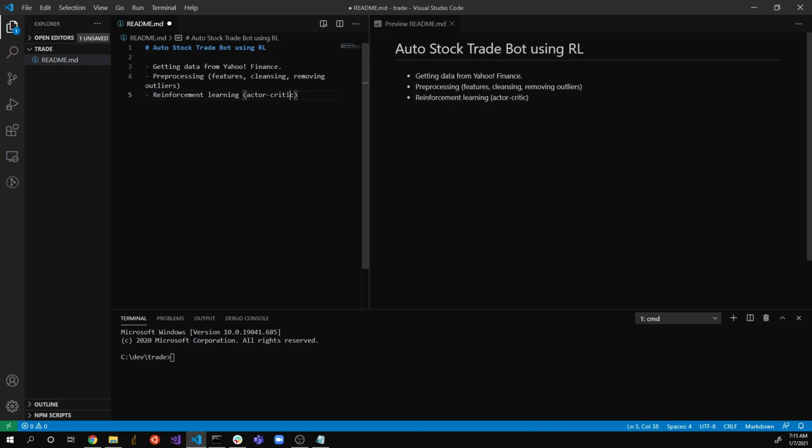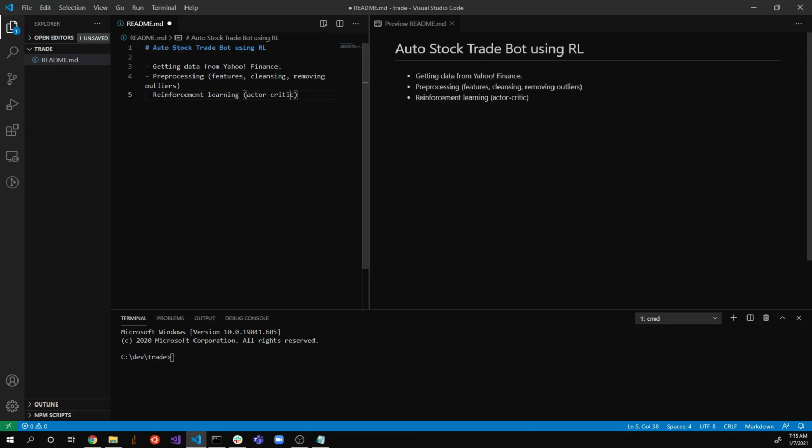What the actor does, the actor is basically like a dog, and it is going to make trading decisions based on the features acquired from the Yahoo Finance data. So it's going to try to buy stocks based on the trend that it recognizes, and then the critic agent is basically another machine learning agent that evaluates the quality of the action of the actor.